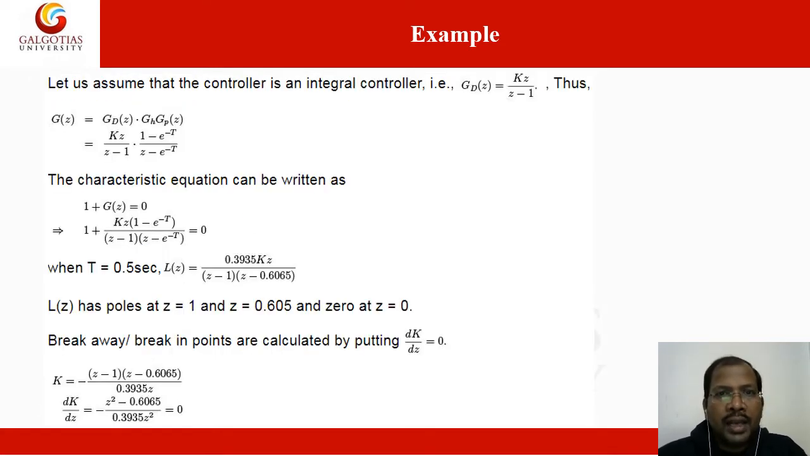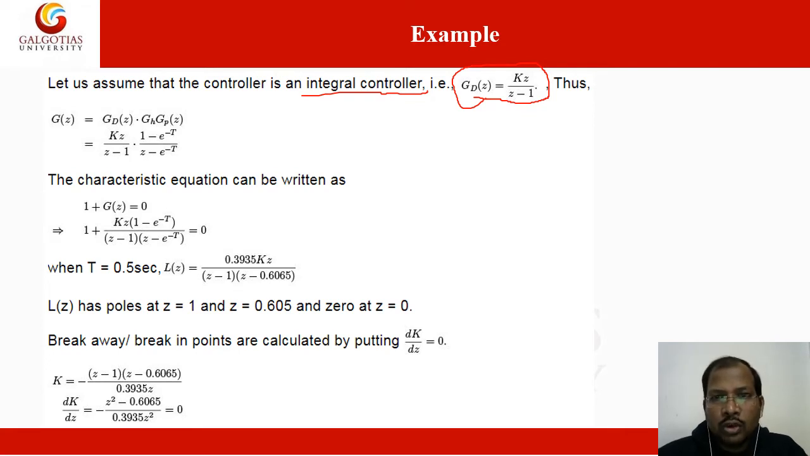Here they have given an integral controller, which is already mentioned in the question. They have given G_D equal to KZ by (Z minus 1), so G_D value is given in the discrete domain. We have to multiply G_D into G of Z and find the characteristic equation. You know that the characteristic equation is 1 plus G(Z) equal to 0. So when we multiply, this is G(Z), and we get 1 plus G(Z) equal to 0. This is the overall loop.